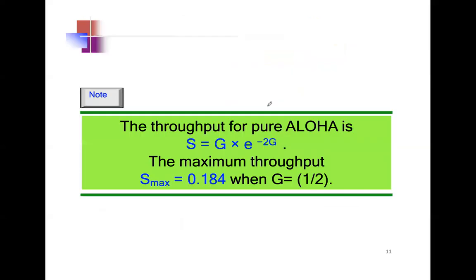Since the vulnerable time is high, the maximum throughput that we could get for pure Aloha is only 0.184.